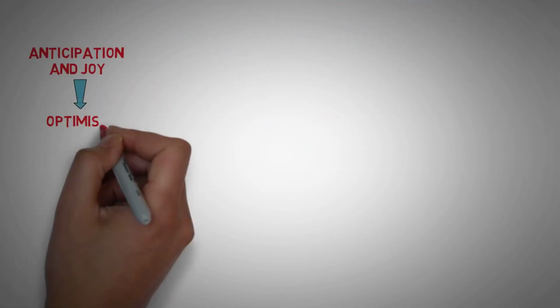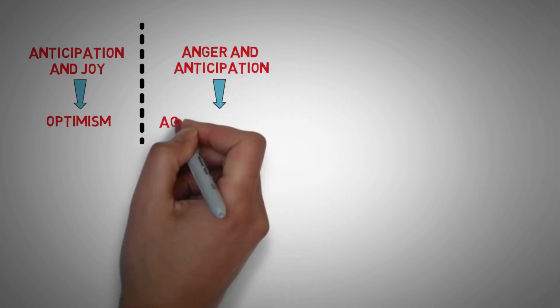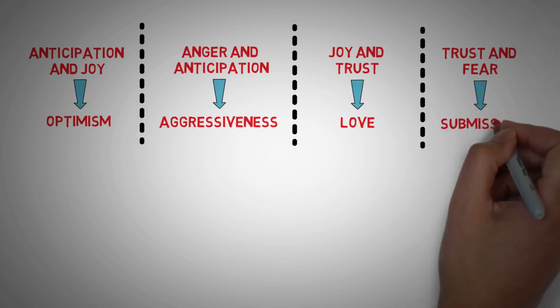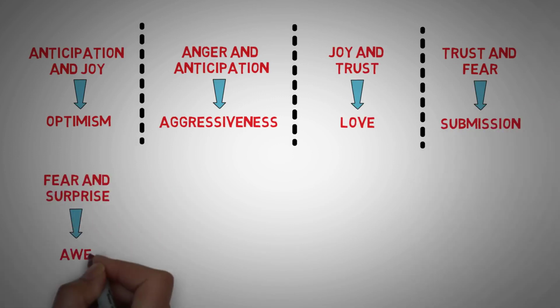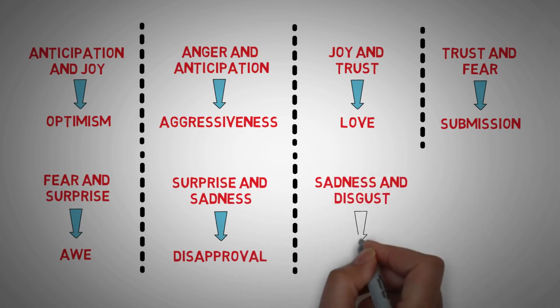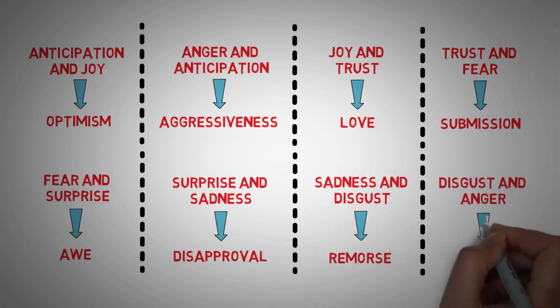For example, anticipation and joy is optimism. Anger and anticipation is aggressiveness. Joy and trust is love. Trust and fear is submission. Fear and surprise is awe. Surprise and sadness is disapproval. Sadness and disgust is remorse. And disgust and anger is contempt.